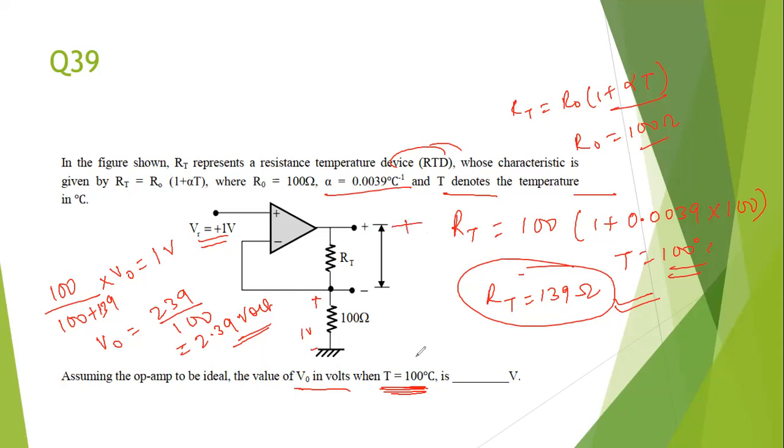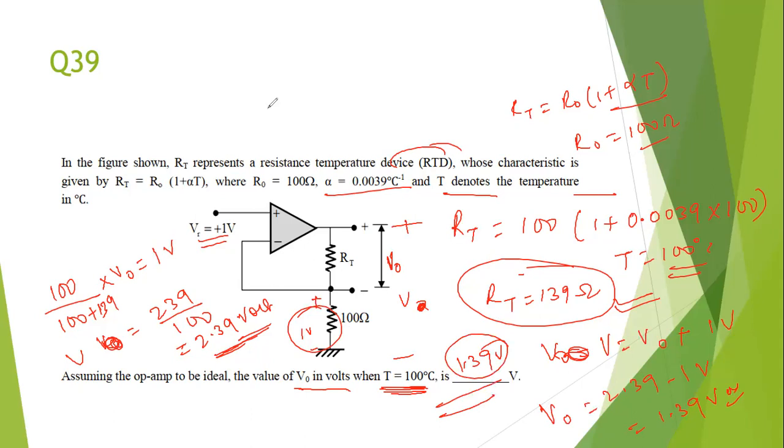Let's say this is your plus minus V naught. We have to find this potential V. If this is V naught, let's say this potential is V. V equal to 2.39 volt. So V can be written as V naught plus this 1 volt, so V naught equal to 2.39 minus 1 volt. This is 1.39 volt. So the answer will be 1.39 volt. It's a very simple question based on the RTD. Okay, now come to the next question.